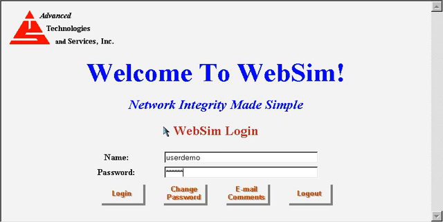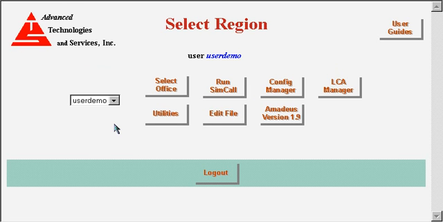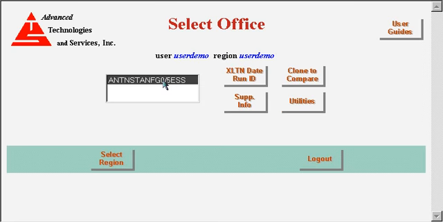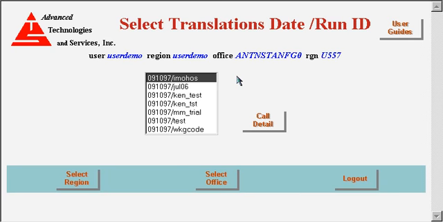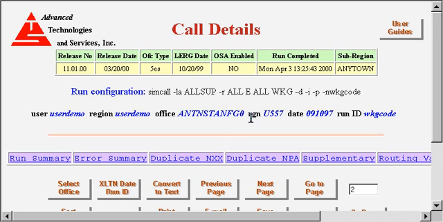The first step will be to log into SimCall's user interface, WebSim. Next, select the region you would like to look at and click Select Office. We will then select the Anytown office and click on Run ID. Next, we will select a translations date and a run ID and select Call Detail. The call detail will be discussed in the next video. For now, we will choose to look at a run summary.